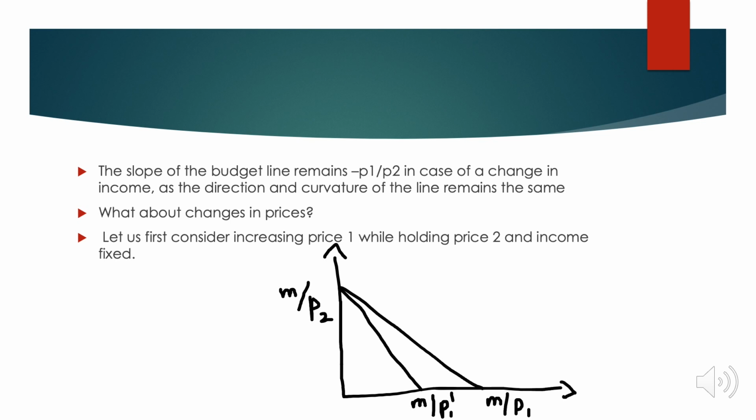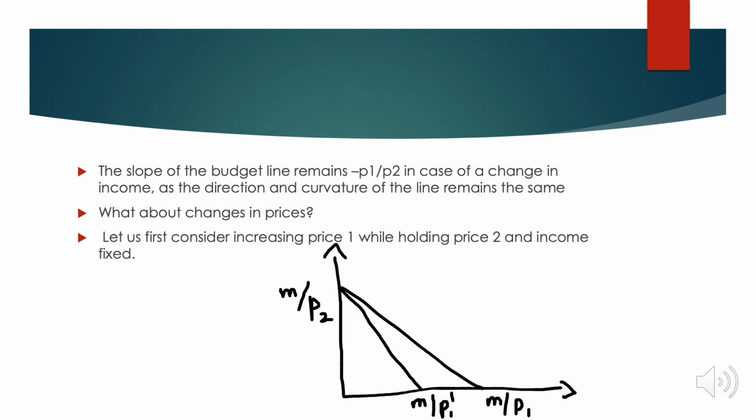Let us first consider increasing price 1 while holding price 2 and income fixed. As we can see in the figure, the slope of the budget line will change. Since we are increasing only P1, keeping P2 and income fixed, the budget line will become steeper as seen in the figure. This is because the ratio P1 by P2 has increased.